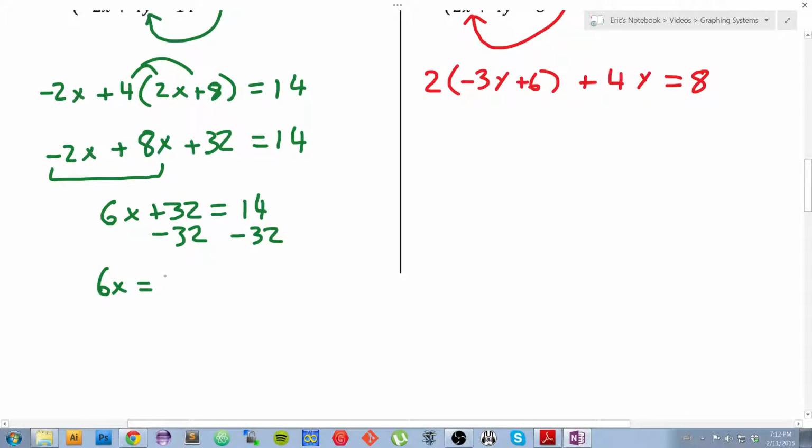6x equals, okay, we're going to be negative now, negative 18. Divide by 6, divide by 6. x is negative 3. Halfway there.